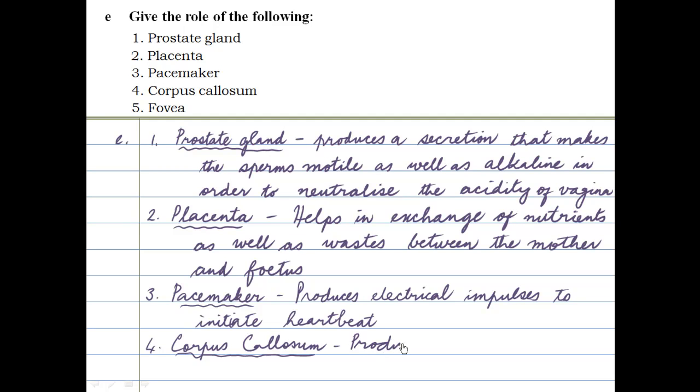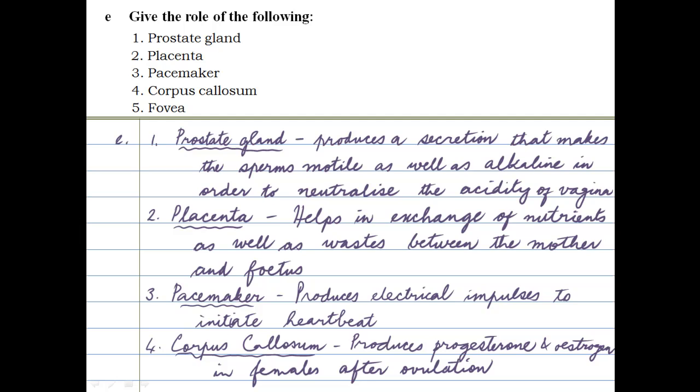The corpus luteum produces progesterone and estrogen in females after ovulation. And this makes it very specific because this happens only once ovulation has occurred. Let's move on to the next one.